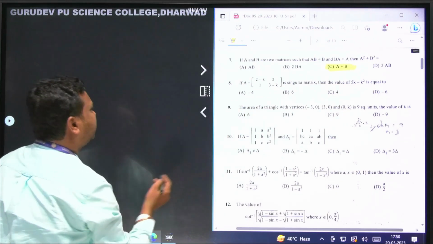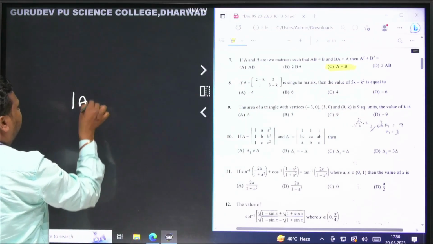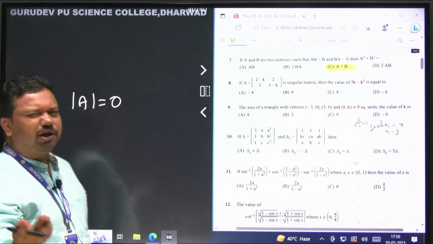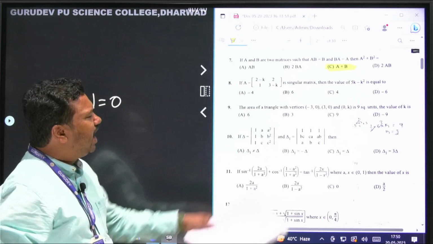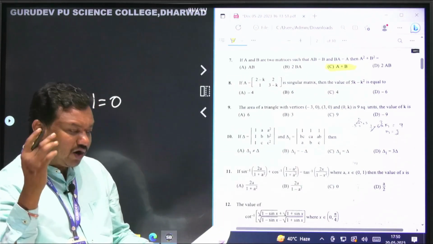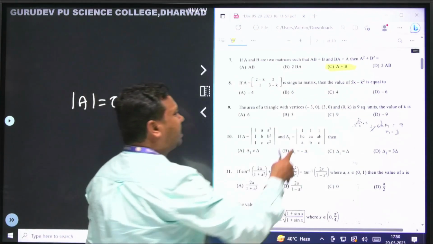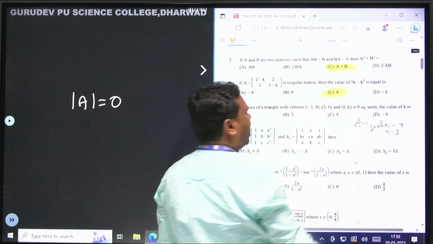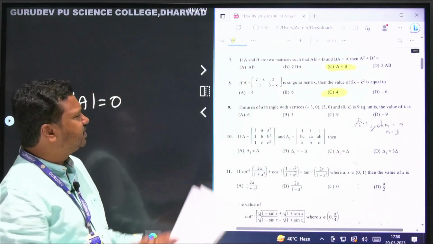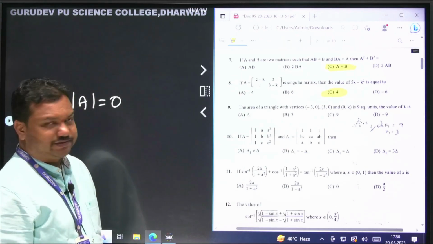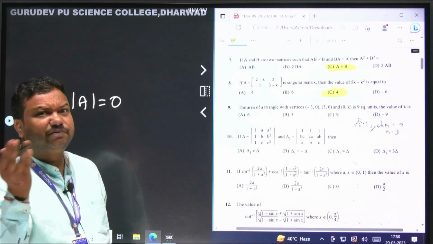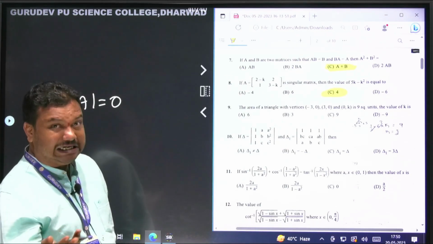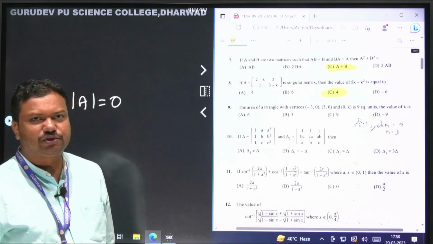Then for the eighth one, it's a singular matrix. We know that for a singular matrix, determinant of A is always equal to 0. You need to just solve the determinant and you will get a relation, a quadratic equation, and I found that the answer in this case is 4. It's just about solving a matrix, right? You have to solve that matrix in terms of determinants so that you will get the answer equal to 4.